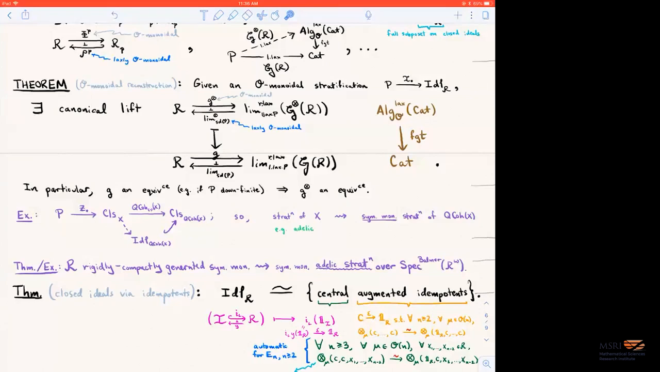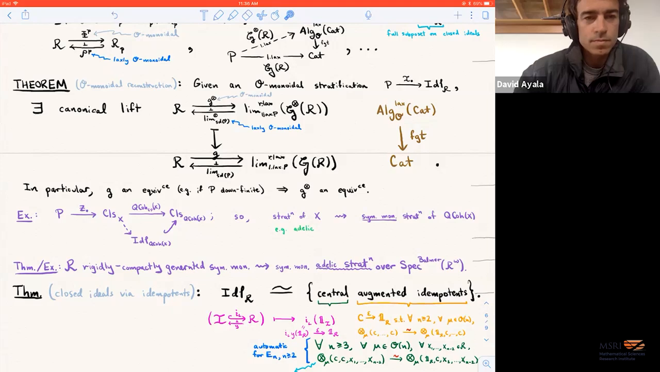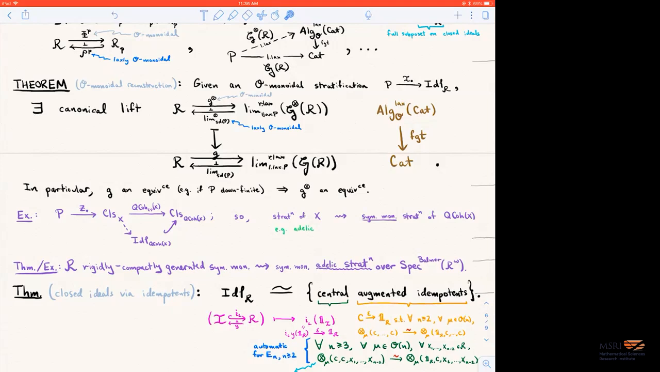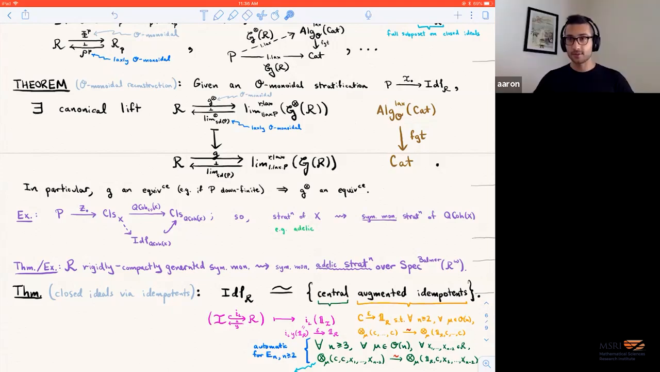You were referring to Omar and Toby, right? You were referring to the paper of Omar and Toby or some other paper? Yes, Omar and Toby, among others, but also John Greenlees and Scott Balchin, and I think maybe even a few others. But yeah, this idea has been picked up a couple of times in chromatic homotopy theory.